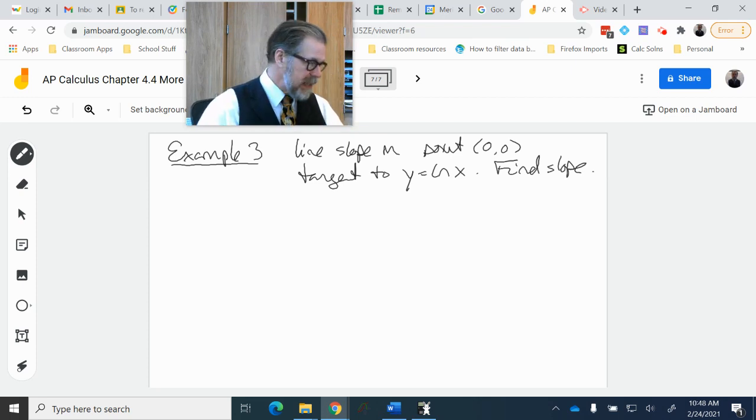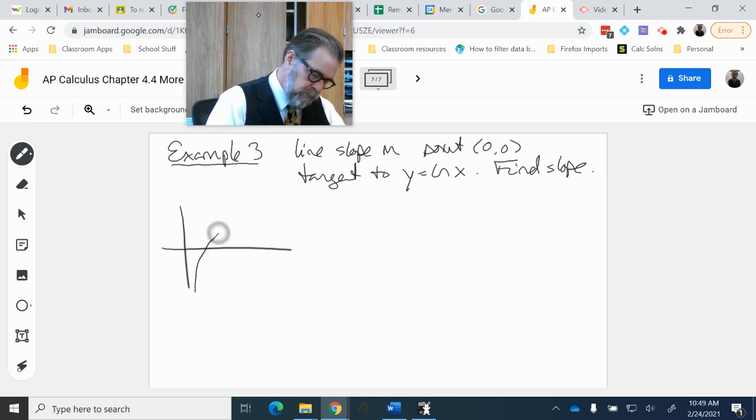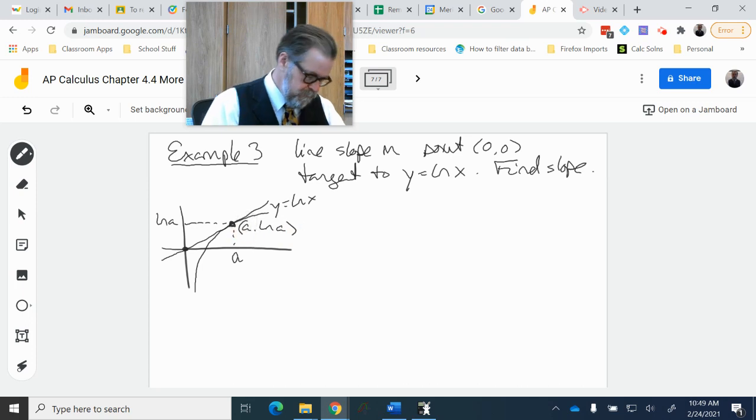So what do we know? Let's draw a sketch. There's y equals natural log of x. I have a line that passes through (0, 0) and is tangent to the graph of natural log of x. Let's say that it is tangent at the point (a, natural log of a).